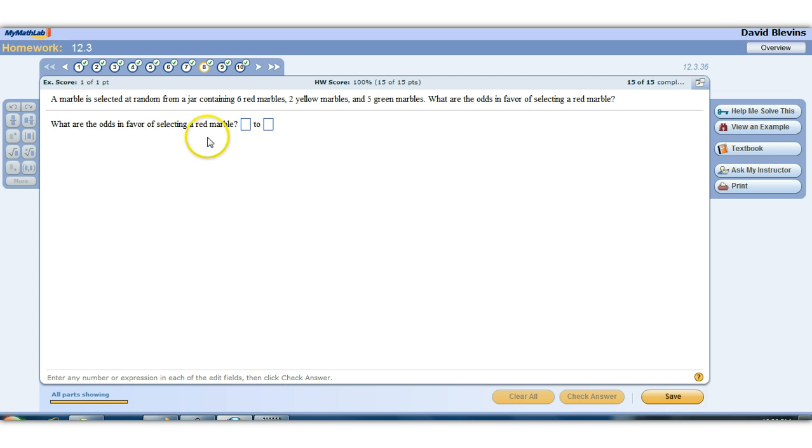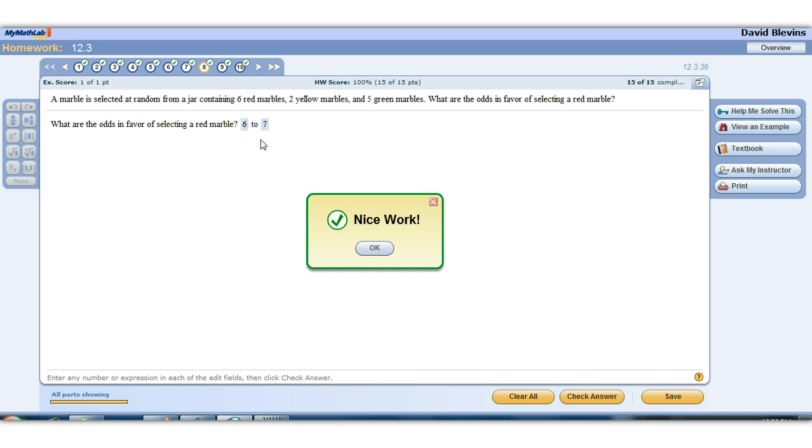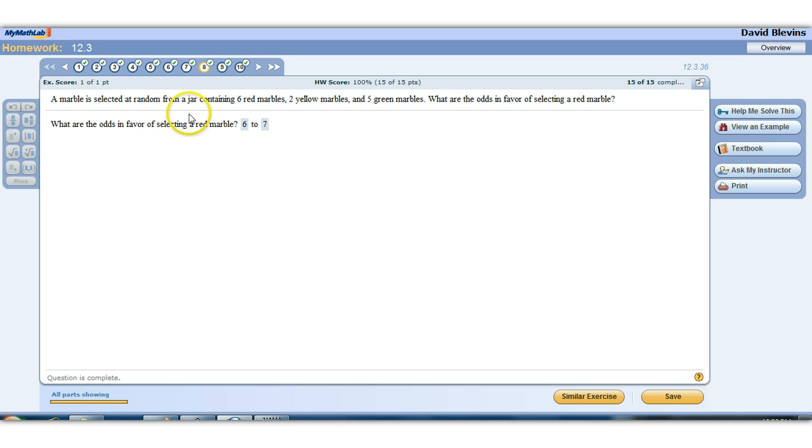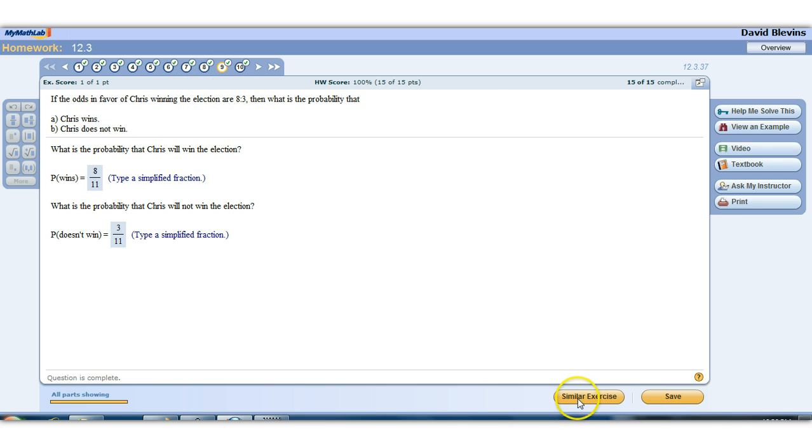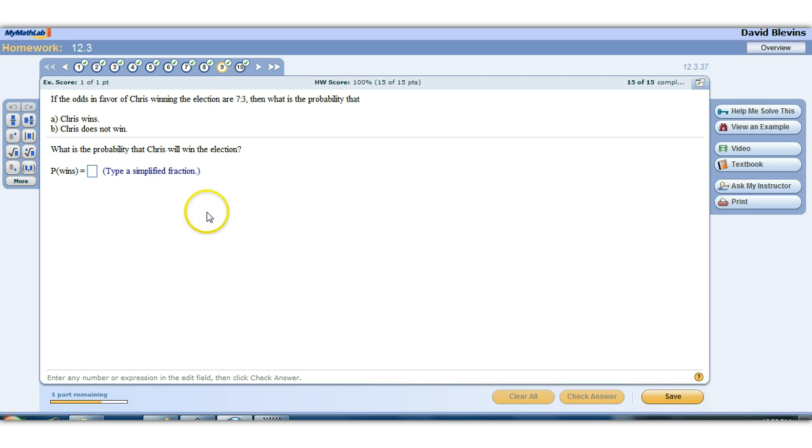So the odds in favor of selecting a red marble are the number of ways that we can select a red marble, which is 6, to the number of ways that we don't select a red marble, meaning we select a yellow or a green, so 7. So 6 to 7 is our odds. That's just using the counting feature instead of using probability to come up with that.